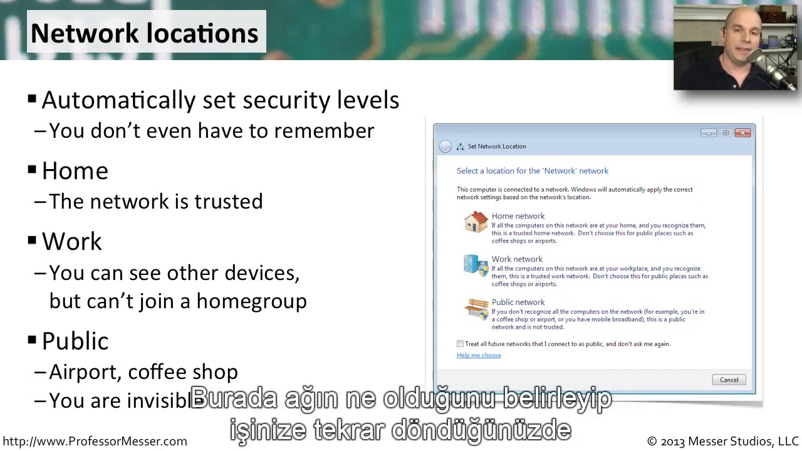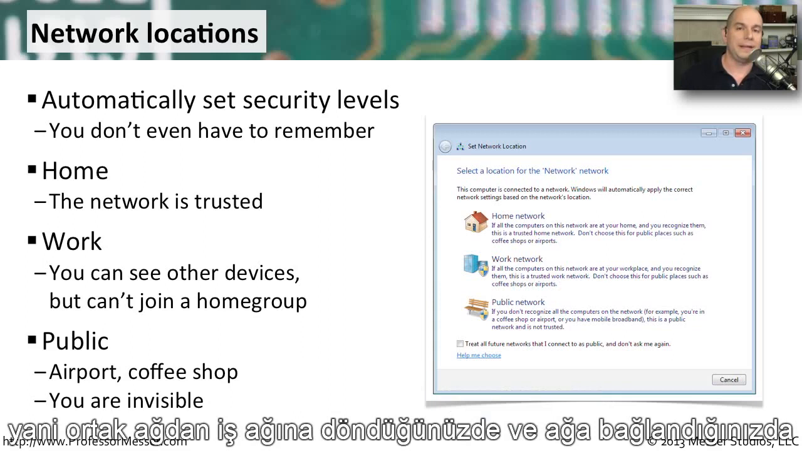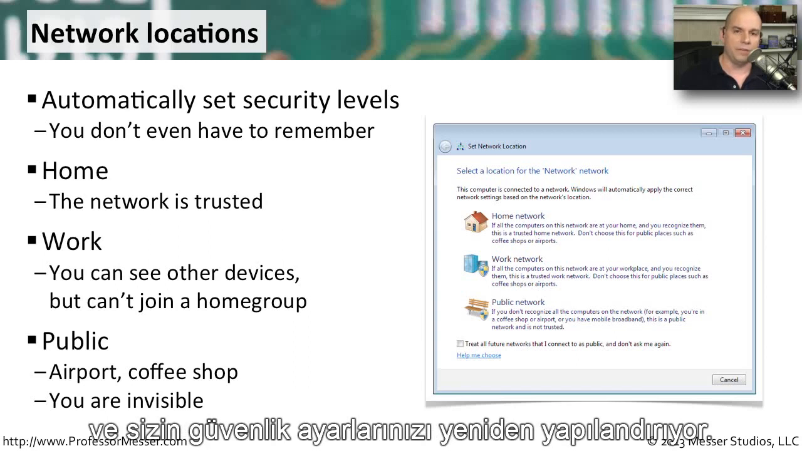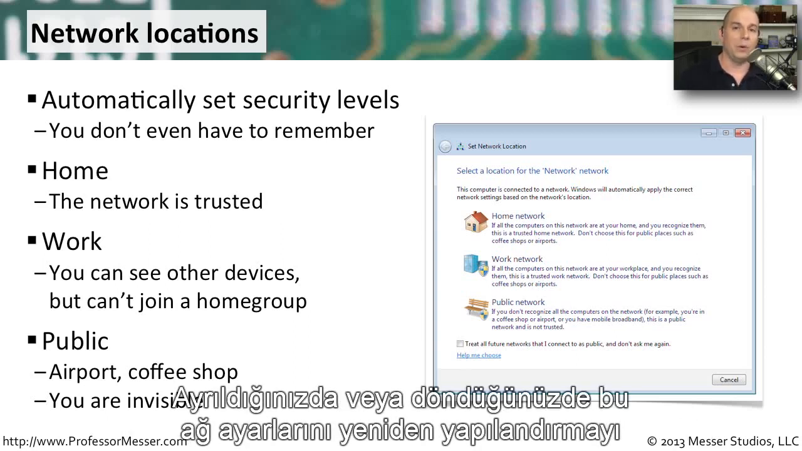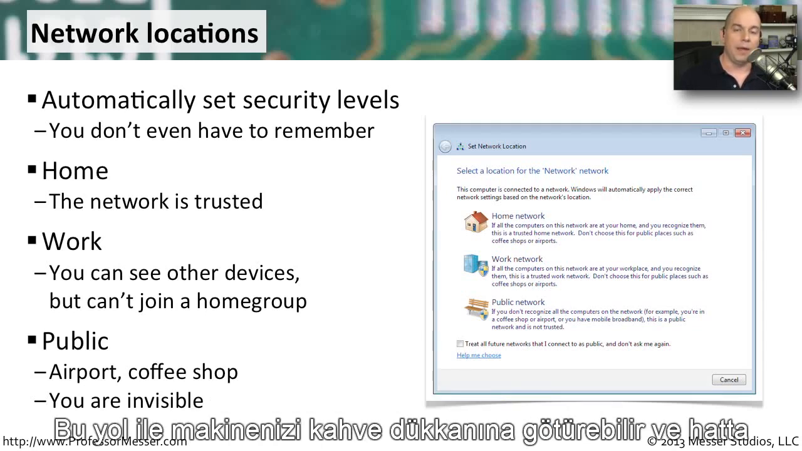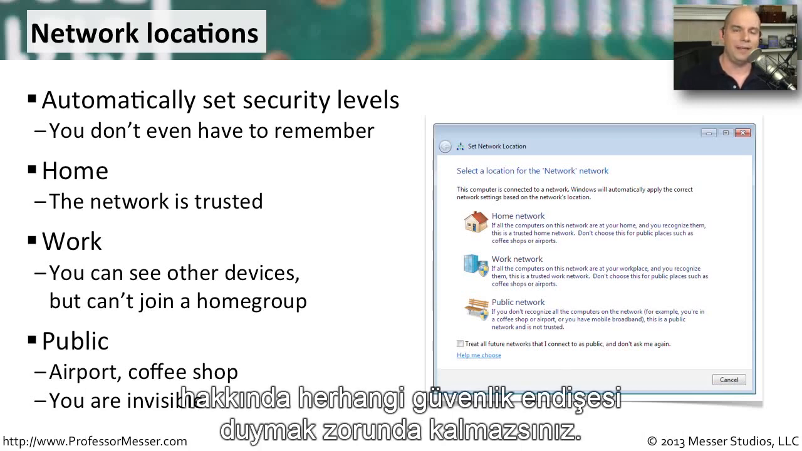And once you set that this network is where you are, when you move back and forth from your public network, you come back into work and you plug in, Windows automatically recognizes this and it configures all of your security settings so that you don't have to remember when you leave or when you return to reconfigure all of those network settings. That way you can pick up your machine, move to the coffee shop, and not even have to worry about any security issues on your system.